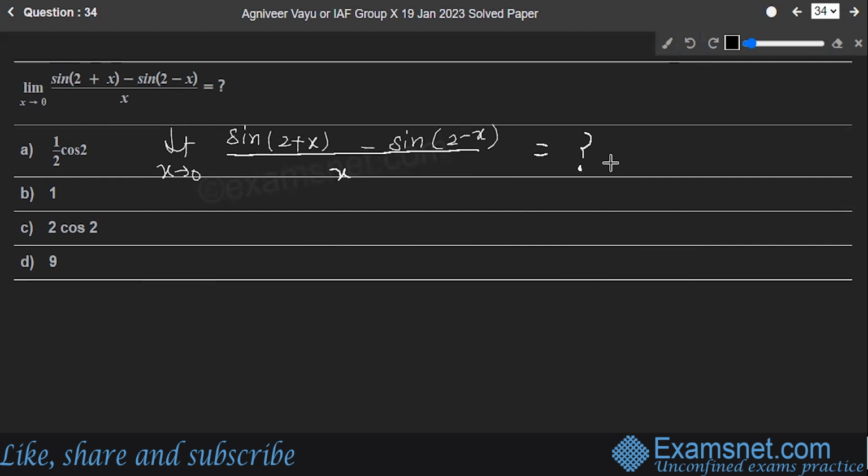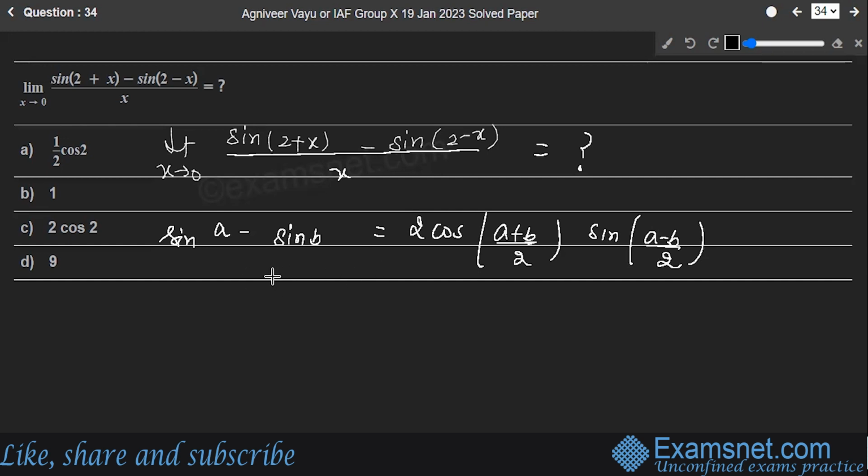Before starting the question, let's discuss some formulas. If you have sine A minus sine B, this is given by 2 cos (A plus B) upon 2 into sine (A minus B) upon 2. Also, one more thing, limit x approaching 0, sine x upon x is equal to 1. So do remember these two formulas. Now let's get back to our problem.